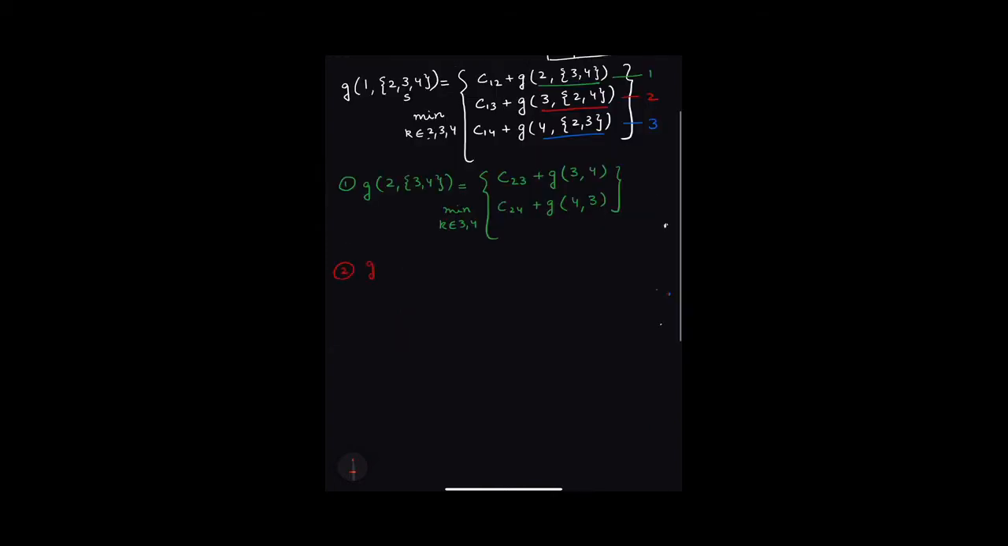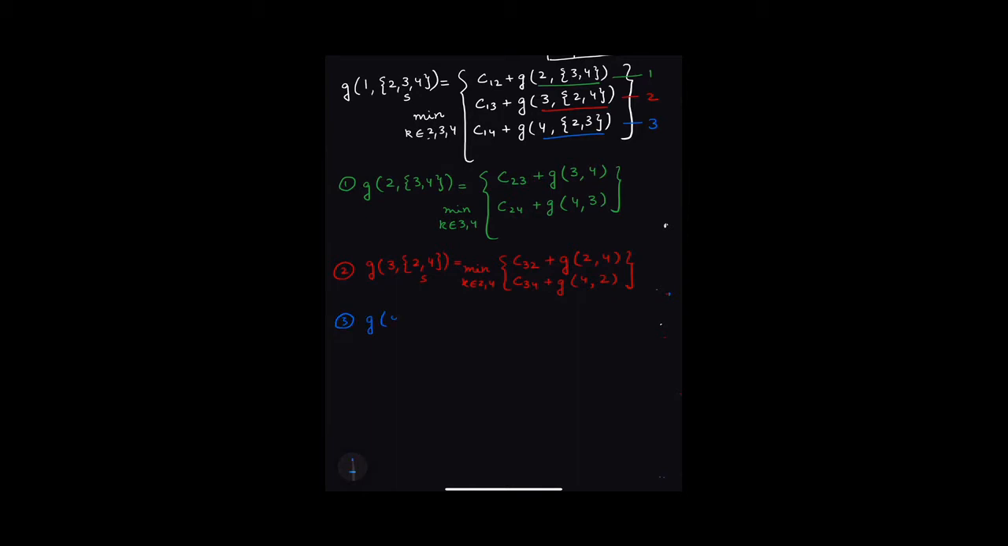For equation number 2, this becomes G of 3, 2, 4. So this equals the minimum where k belongs to 2, 4. This will be C of i and k, where i is 3 and we are considering k as 2, plus G of 2, and if we subtract 2 from the state space, we will get 4 over here. The next equation will be C of 3, 4 plus G of 4, and if we subtract 4 from 2, 4, we will get 2. So this is the next set of equations that we have here.